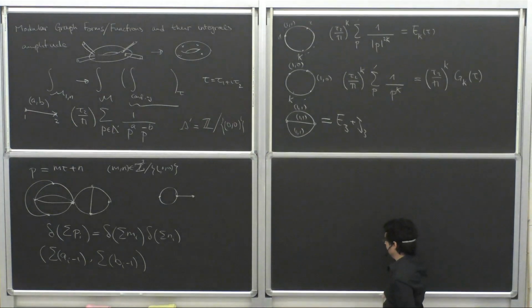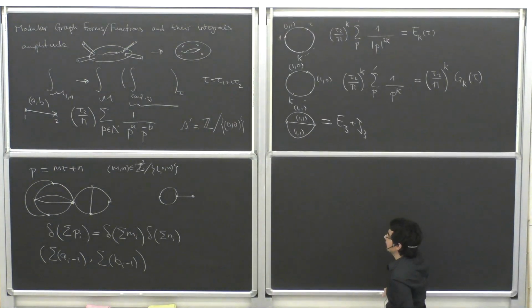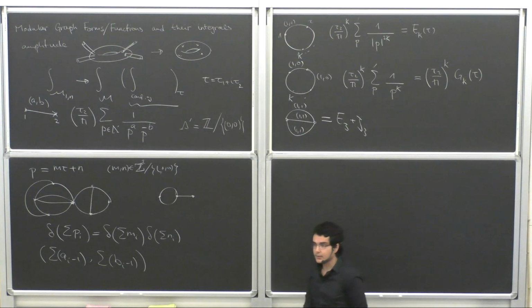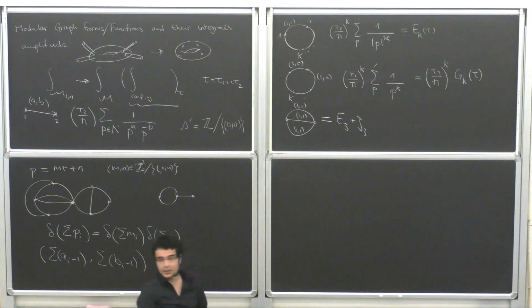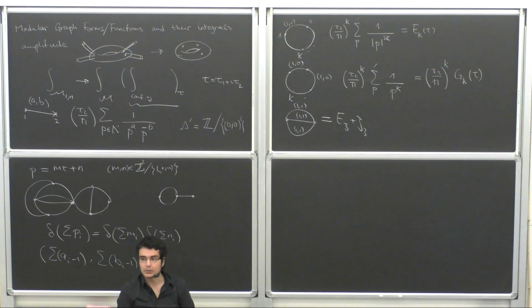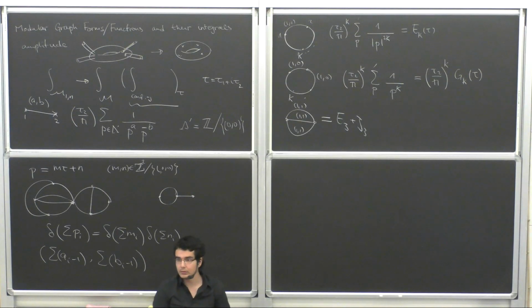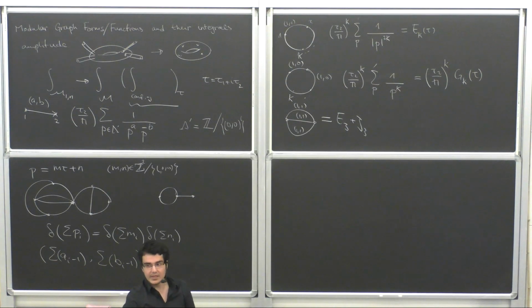Okay. Yes. Well, if it's not even there, it's just zero. Yeah, yeah. The first case is fine. The second one, if k is odd, then it's zero.